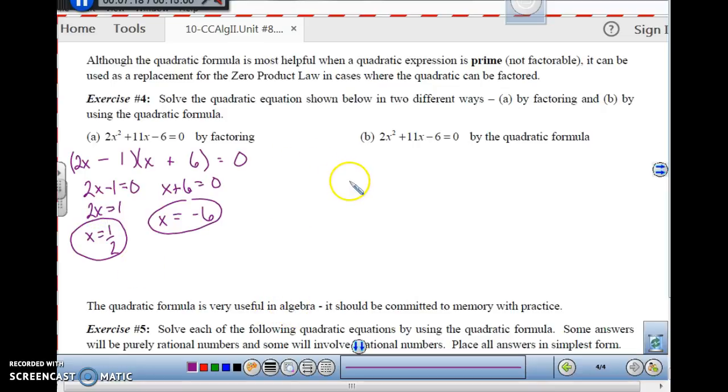Now, can I use the quadratic formula? Of course I can. All right, my a value on this one is going to be 2, b is going to be 11, c is going to be negative 6. All right, so using my formula, x equals negative b would be negative 11, plus or minus the square root of b squared, 11 squared, minus 4 times 2, which is a, times c, which is negative 6, all over 2 times 2. All right, I'm going to put this in my calculator.